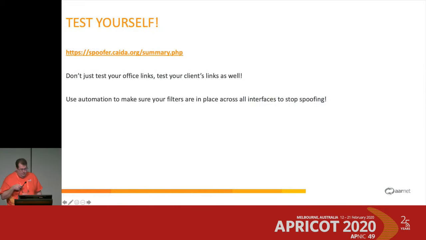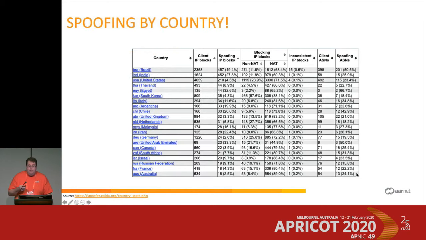There are tools that help you with this. One of the tools is by CAIDA. You can actually go and test yourself. As part of MANRS, when you go and actually register for MANRS, you are asked to go and run this tool in your own network. It's a great way to find when your ACLs and your automation is broken. Make sure that you're filtering everything. Don't just assume that if it's working for your office networks, it's working for your customers.